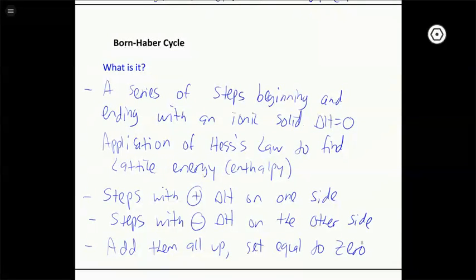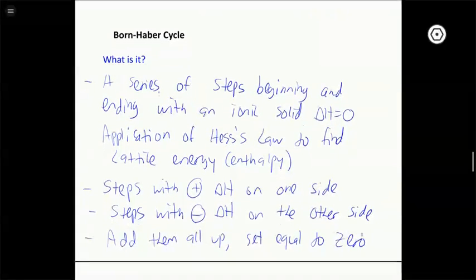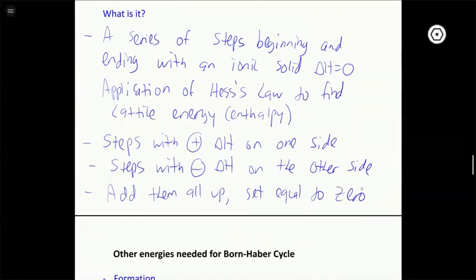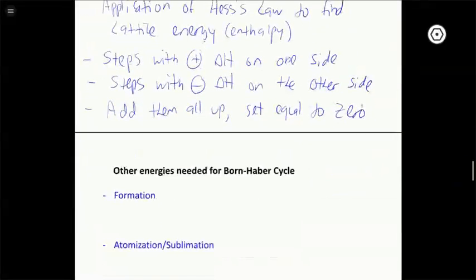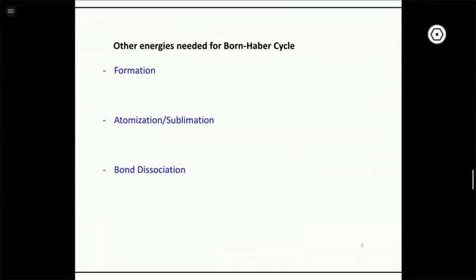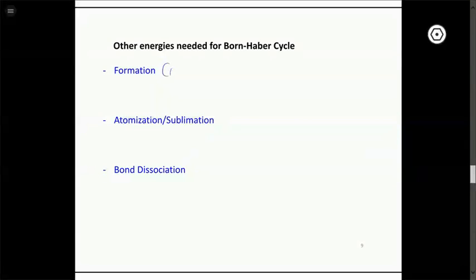So we've talked about some of the steps that we're going to use. We talked about ionization energies, electron affinities. Those are going to be involved in this cycle. But then we also have some other steps that we have to consider besides those. So one of them is the formation enthalpy. We talked about formation enthalpy very recently too. So remember that formation enthalpy is a compound forming from the elements.